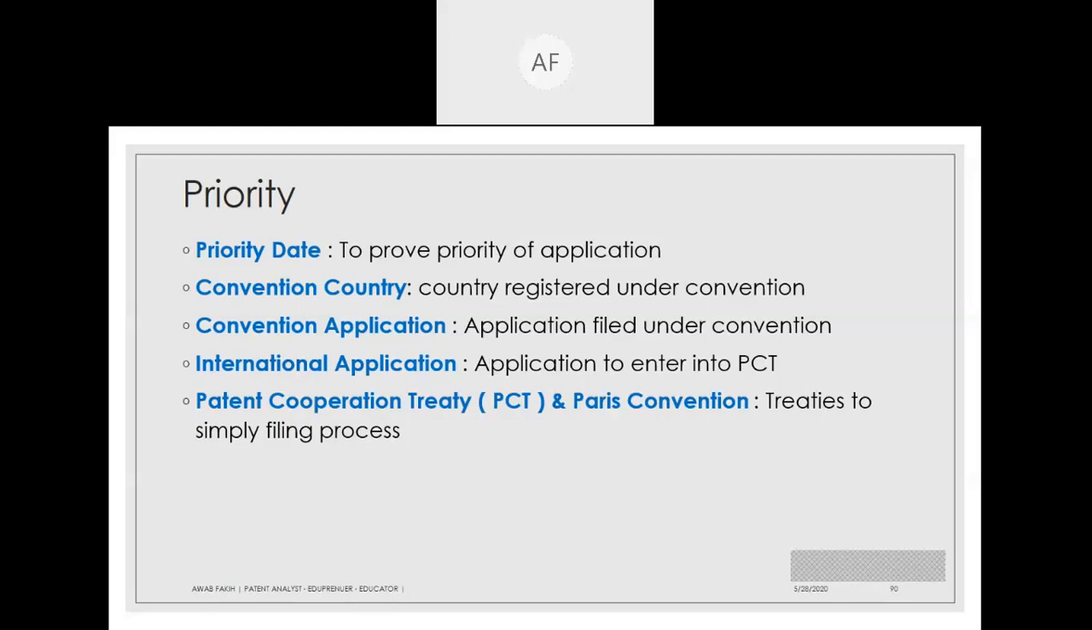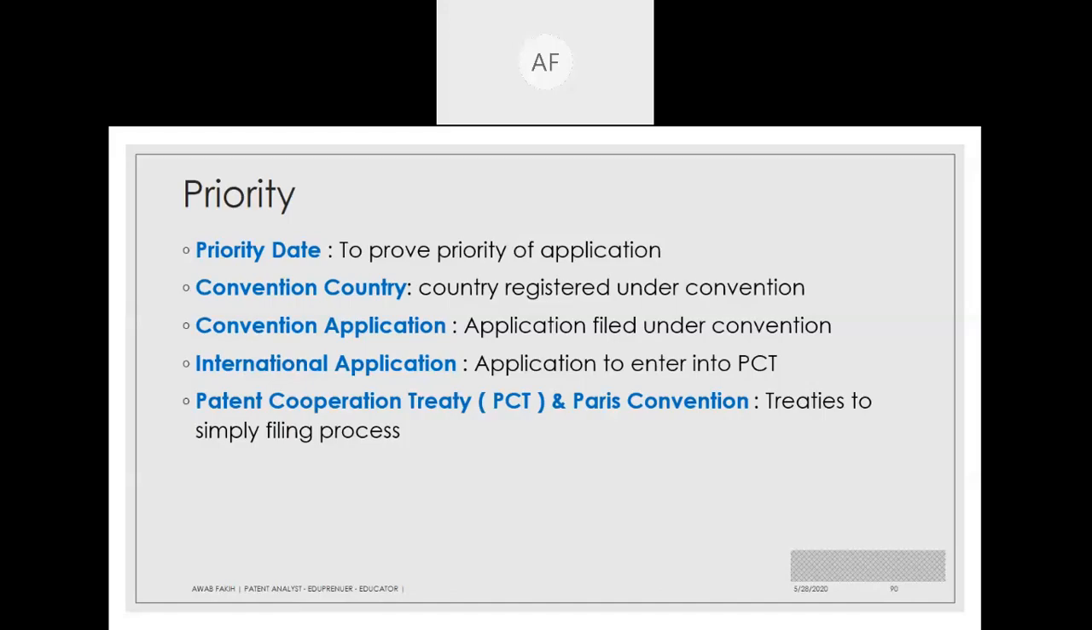Now if India becomes a member of some convention, then India will be called a convention country. So this is what a convention country is. If an Indian applicant files an application through which he wants his application to get recognized, that application will be a conventional application.